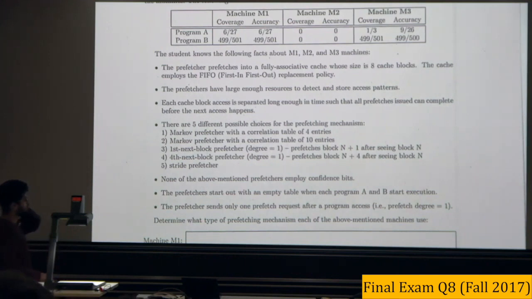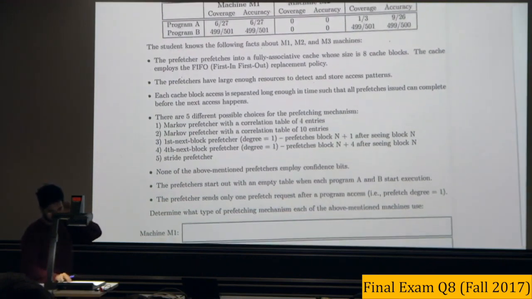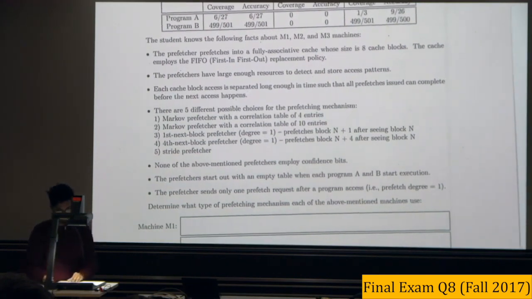So now the question is that none of them have any confidence bit, they start with an empty table and everything is fine, and the prefetch degree is only 1. So that means we only send 1 prefetch request for each demand access. So now the question is: determine what type of prefetching mechanism each of the above mentioned machines use.